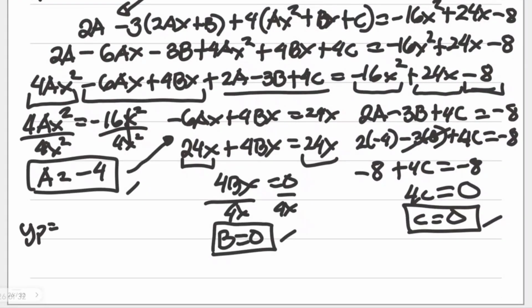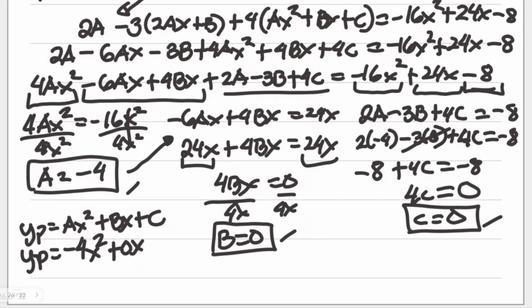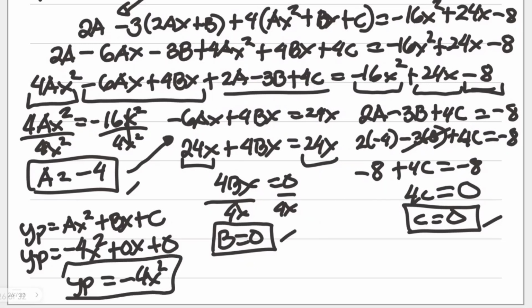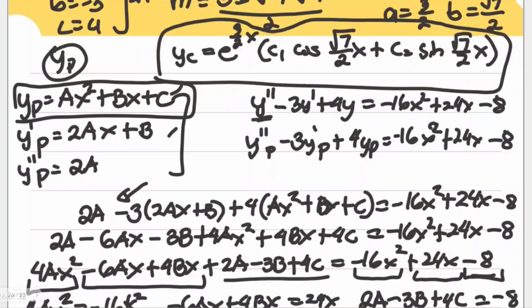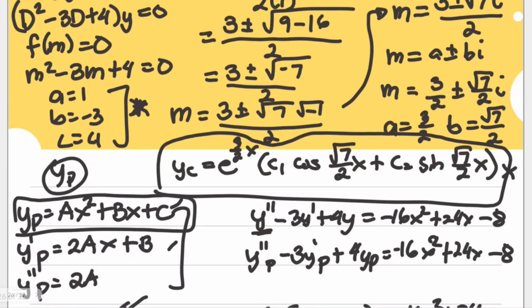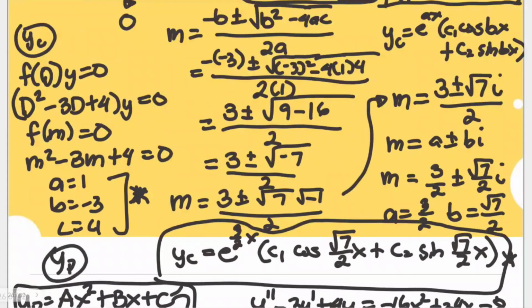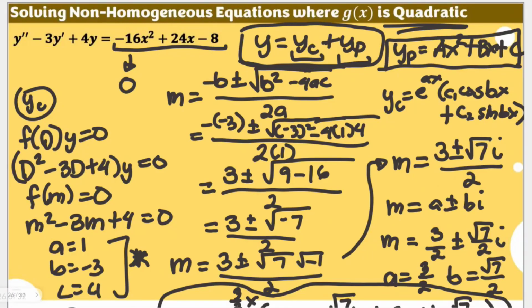Our y sub p is ax squared plus bx plus c. So our y sub p, being a is negative 4, is negative 4x squared. Our b is 0x and this is 0. So our y sub p is simply negative 4x squared. Surprisingly, it's just one term. So y sub p is now done. Y sub c is this here, though very long. That actually comprises our solution because the solution is the sum of both.